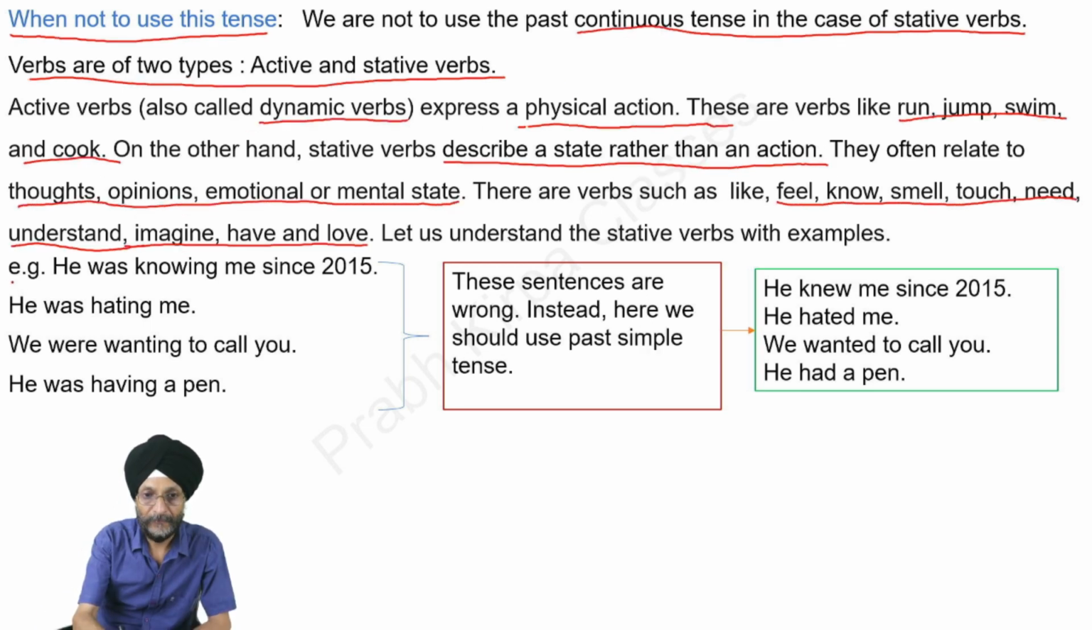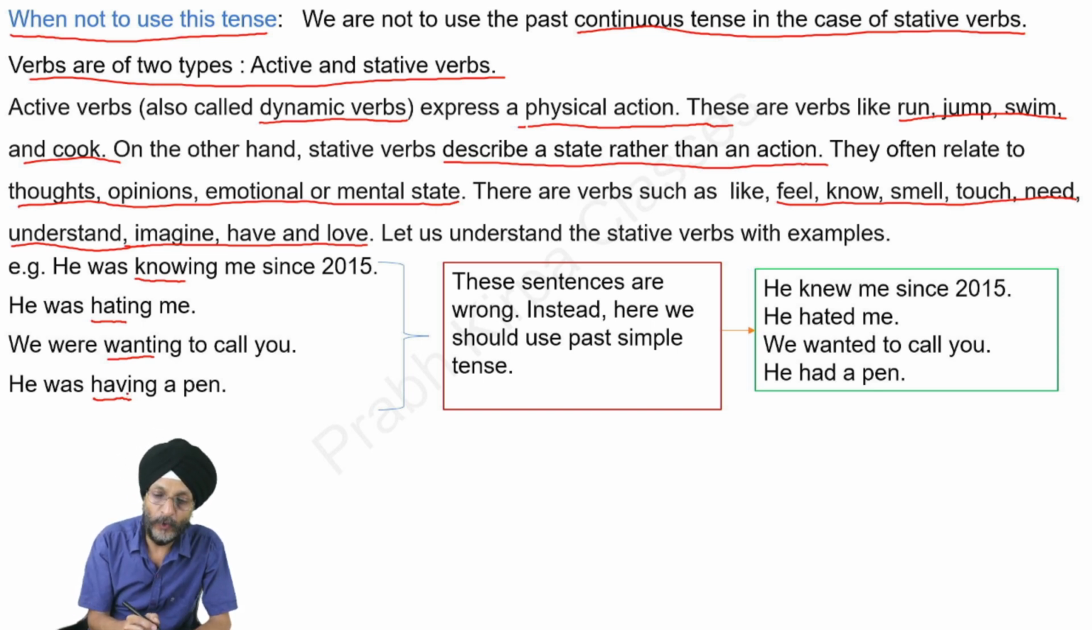For example, he was knowing me since 2015. Here you will observe that know is a stative verb. Next line, he was hating me. Hate is a stative verb. In the same way, next line, we were wanting to call you. Want is a stative verb. He was having a pen. Have is a stative verb.